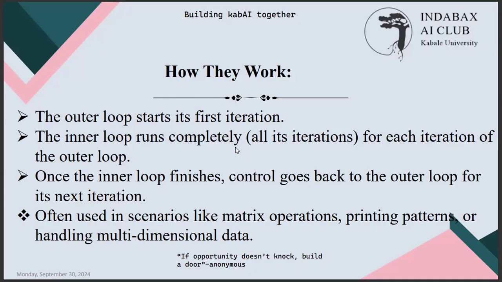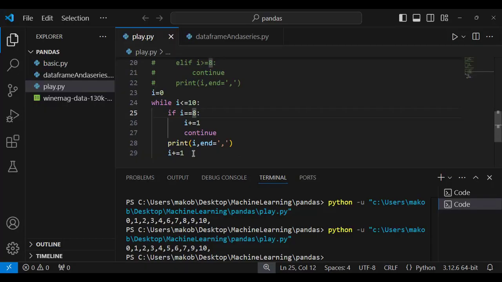We shall jump into that and you see how they work. The outer loop starts its first iteration. The inner loop runs completely, all its iterations, for each iteration of the outer loop. Once the inner loop finishes, the control goes back to the outer loop for the next iteration. This might seem confusing, but let's first do it practically to grasp this.